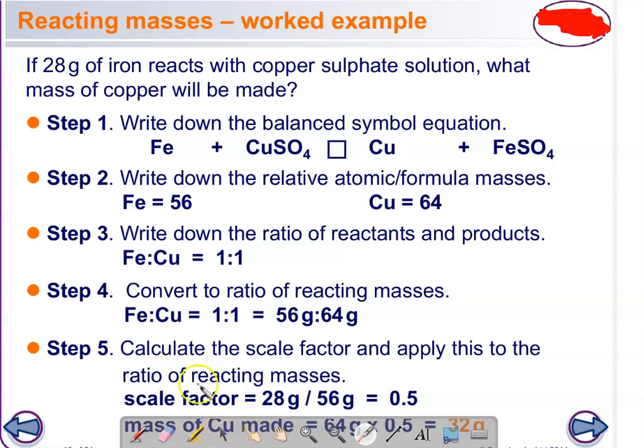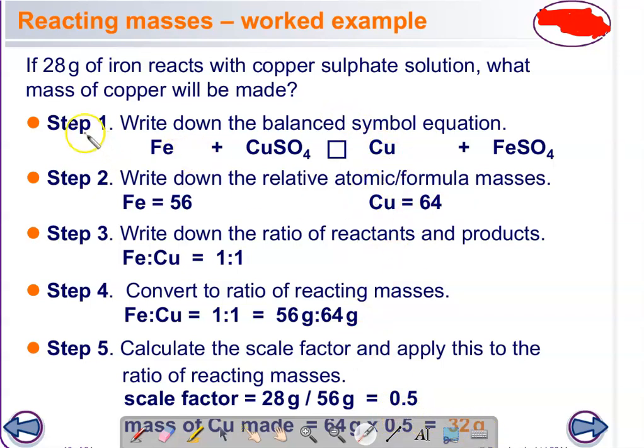And the next step, multiply the number of moles by the relative formula mass of the copper to get the amount of copper that will be made. So you take the 0.5, multiply by 64, and that should give you 32 grams. So if 28 grams of iron react with copper sulfate solution, 32 grams of copper will be produced.